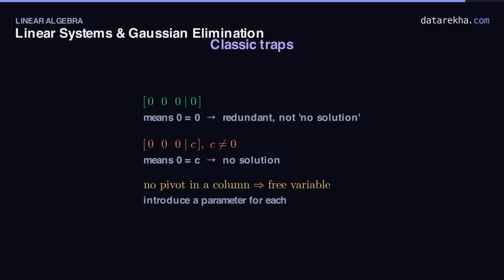Trap 3. Forgetting free variables. Any column without a pivot is free. Give it its own parameter. Skip that, and you'll report one answer when there are infinitely many. And trap 4. Silent arithmetic slips. Write the scaled row out in full before subtracting. One flipped sign can turn a unique answer into a phantom no solution.